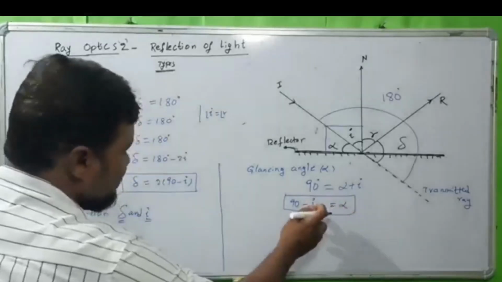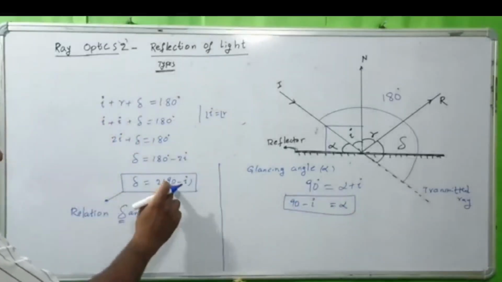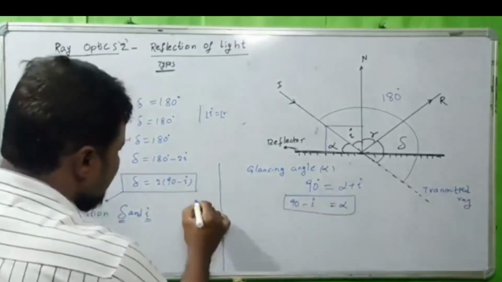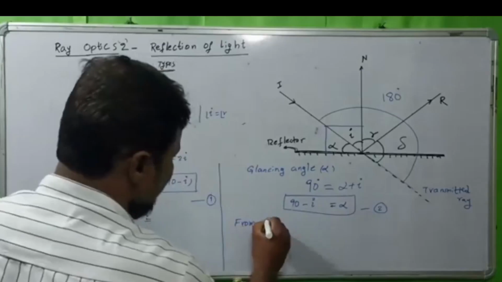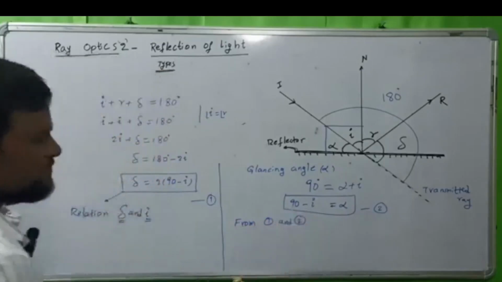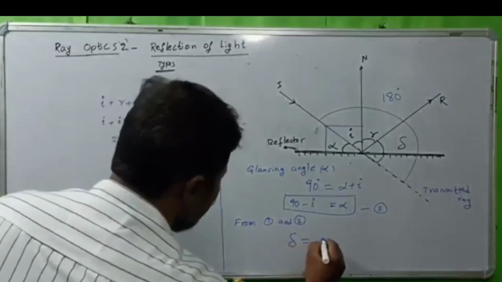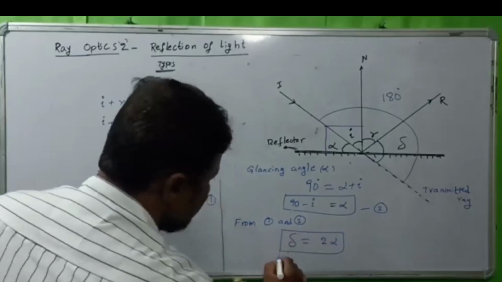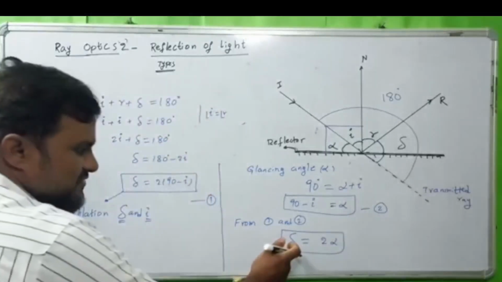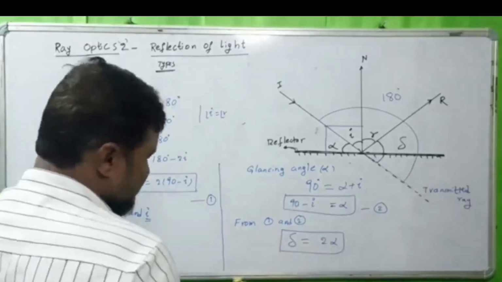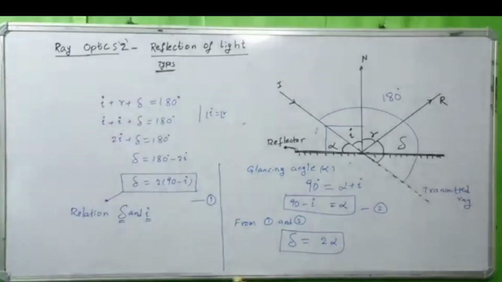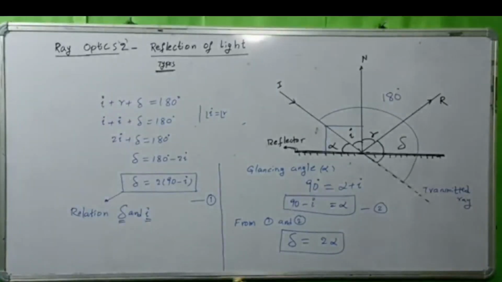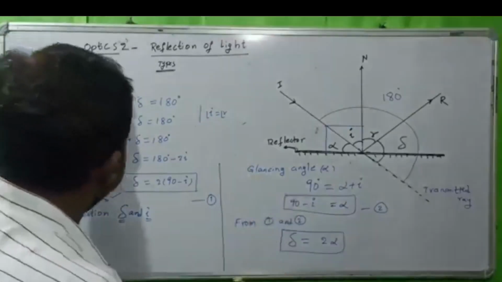Can I take this alpha and put it over here? 90 minus I, alpha. Suppose this is equation number 1, equation number 2. From 1 and 2, delta is equal to 2 times alpha. This is the relation between angle of deviation and glancing angle alpha. Or you can write alpha becomes delta by 2 also. Now we will do one example on the basis of these relations.